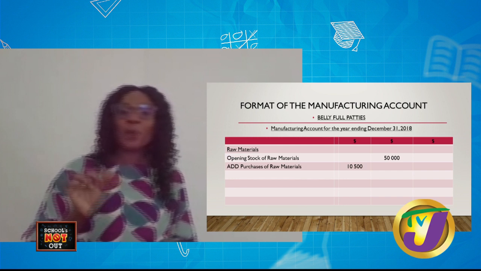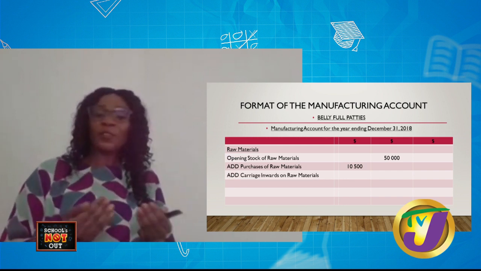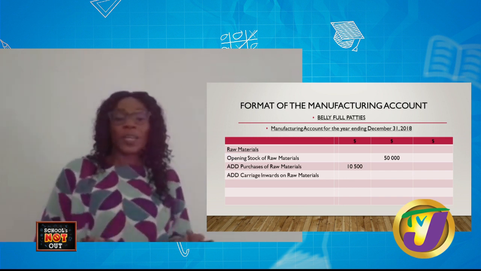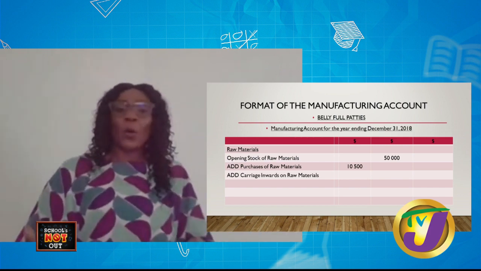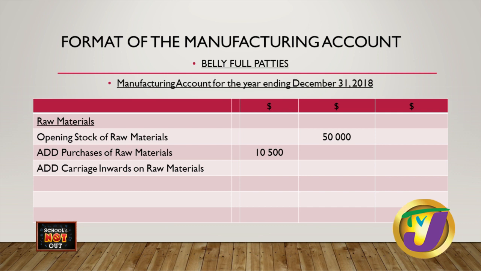Now this purchases figure may need to be adjusted because we couldn't come into the business with the flour in our hand and the minced beef, etc. We may have had to pay somebody to carry it in. So therefore, we have to add our carriage inwards on raw materials. That is going to also increase the purchasing cost. So we add carriage inwards on raw materials.